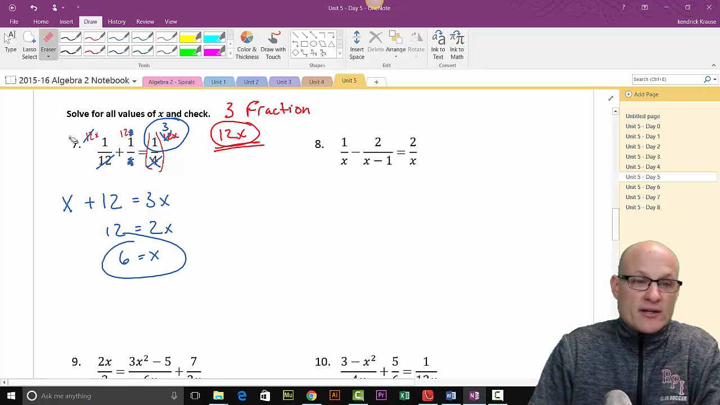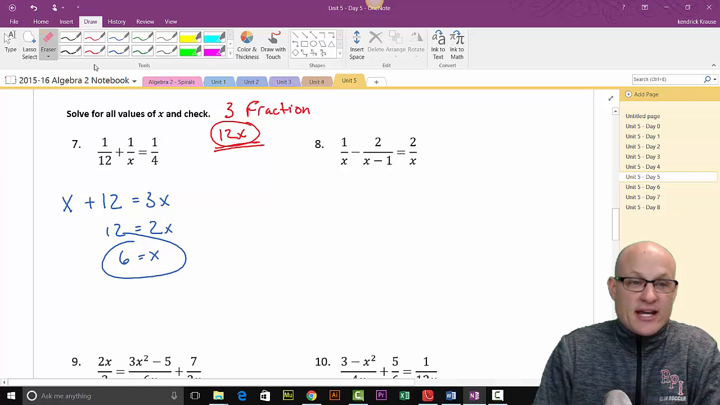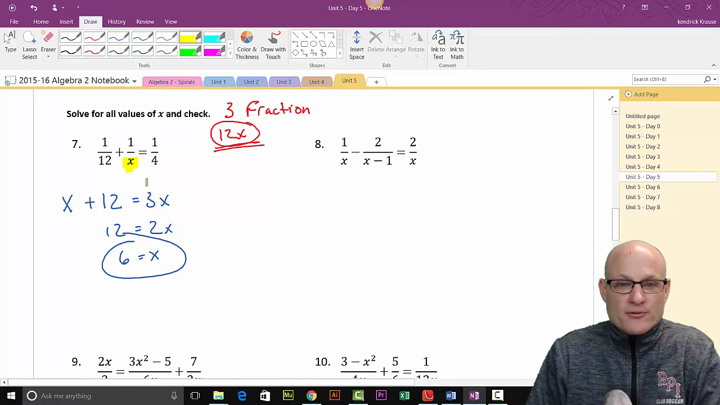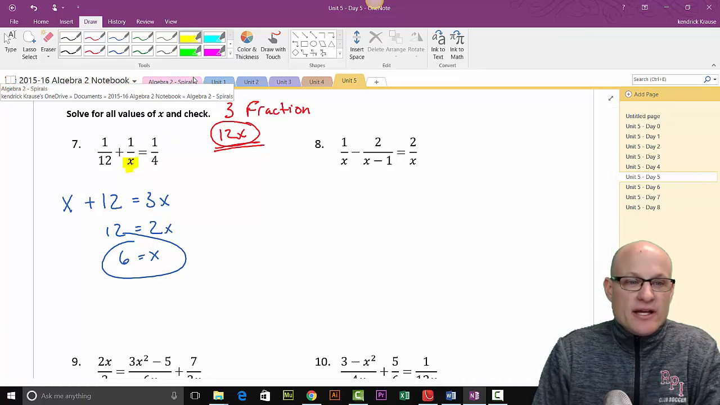Now again, don't forget, we got to take a look. What's the only value that x can't be? What would make this undefined? 0, of course. All right, let's go to 8.